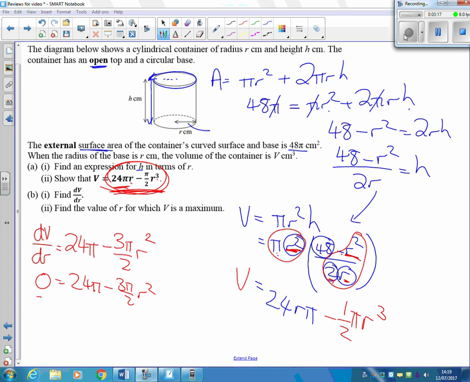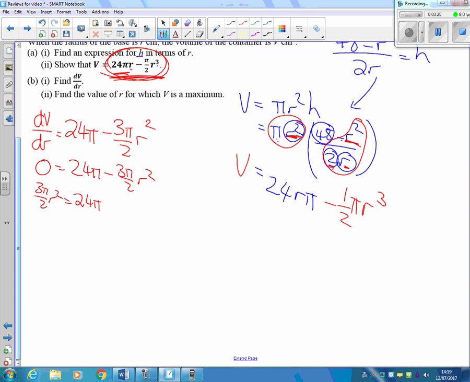I'm going to add that to both sides. I'm going to get a bit more space to do this with. And what am I going to do? I'm going to times by 2. Times them by 2 will get me 48 pi. I'm going to divide by 3 pi. Divided by 3 pi there will just give me 16. So I've got r squared equals 16. So I've got r equals plus or minus 4.